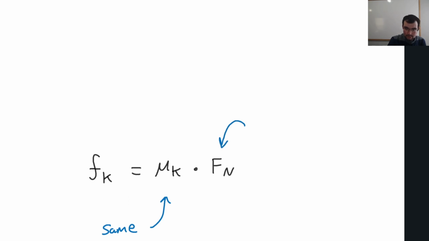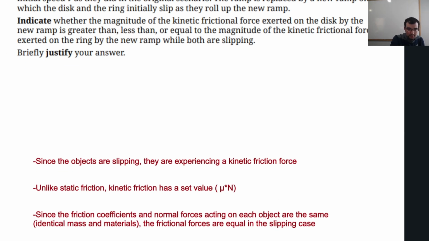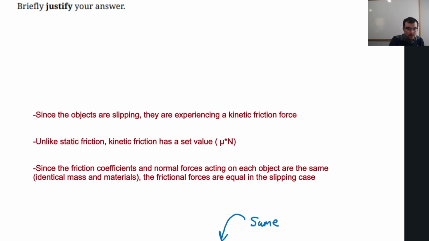And same thing with the normal force. That's also the same because both ramps are the same and both masses are the same. It's going to work out to mg cos theta in actuality. So for that argument, we can just say that since the objects are slipping, they're experiencing a kinetic friction force. Unlike static friction, kinetic friction does have a set value, and the things that affect kinetic friction are the same for this. So again, I would say that F of the disk is equal to F of the ring in the slipping case for that reason.